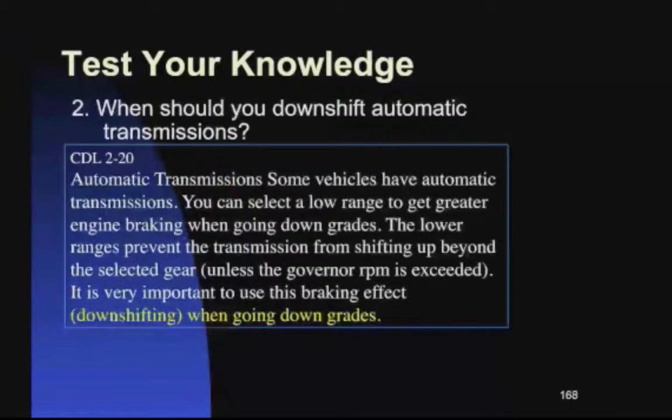Question 2. When should you downshift automatic transmissions? Some vehicles have automatic transmissions. You can select a low range to get greater engine braking when going down grades. The lower ranges prevent the transmission from shifting up beyond the selected gear, unless the governor RPM is exceeded. It is very important to use this braking effect, downshifting, when going down grades.